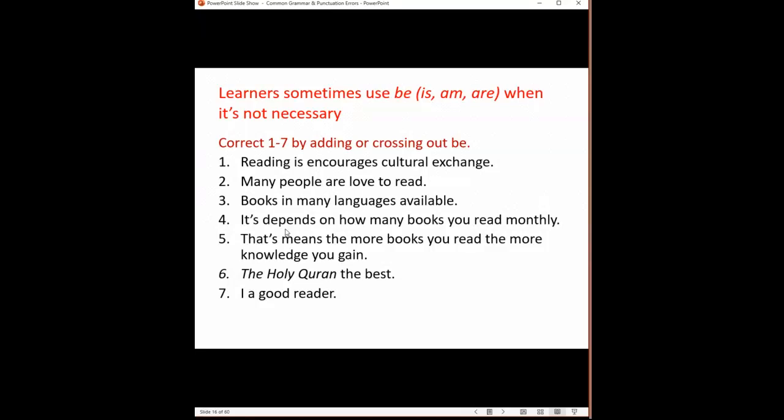It depends. So what is it depends? This is always a mistake made by international students. So either have the verb depends or it depends without s. You can say it depends. What about that means? Have you done that means? What do you think? It depends. That means excellent. And then the Holy Quran is the best. And someone has done I'm a good reader. Okay, great.